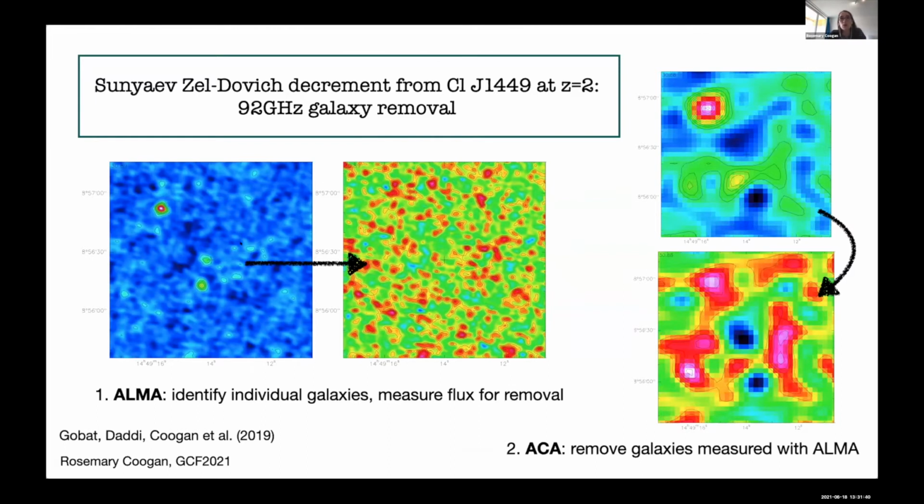To do that, we use ALMA observations, where we can identify individual galaxies, including interlopers, and we measure the fluxes at 92 gigahertz, which can then be subtracted in the UV plane, from the ALMA data itself, giving this image. And then we can also do the same thing using the ALMA measurements from the ACA data. This is a much lower resolution. It's much better for looking at the SZ, but it's not any good for trying to subtract the galaxy emission. And this is what we have here.